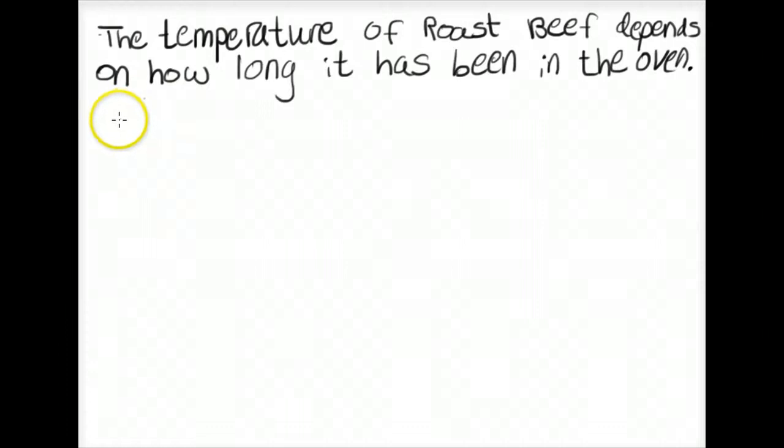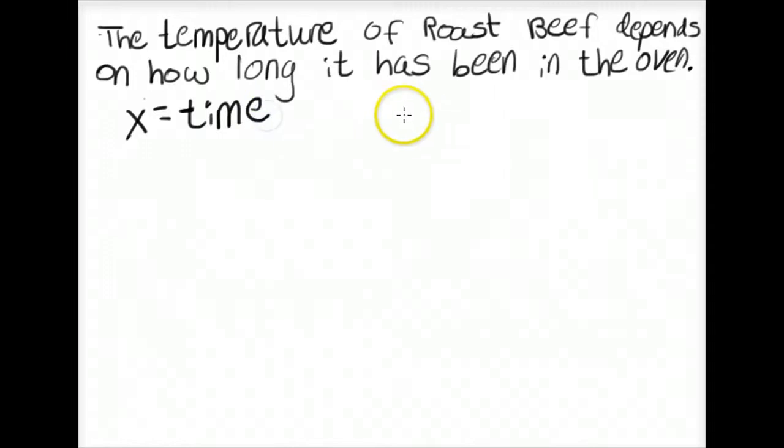So the independent variable, which we'll call x, would be the time it has been in the oven, or time since it was taken out of the refrigerator, while the dependent variable y would be the temperature of the roast beef.